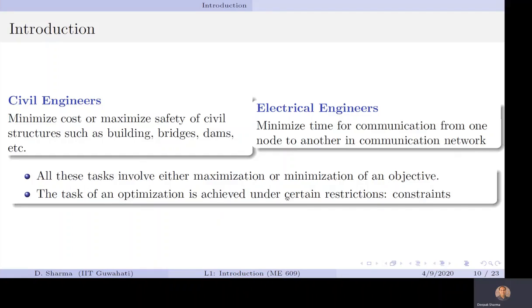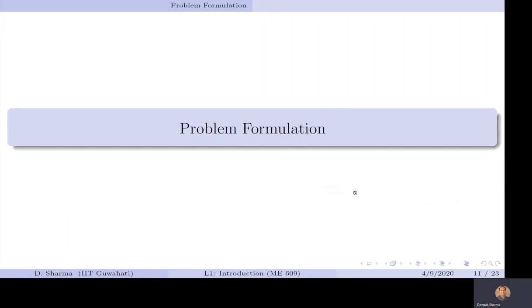Along with that, there will be some restrictions. Those are called constraints. So we will discuss in detail after a few slides. Now let's come to the problem formulation.